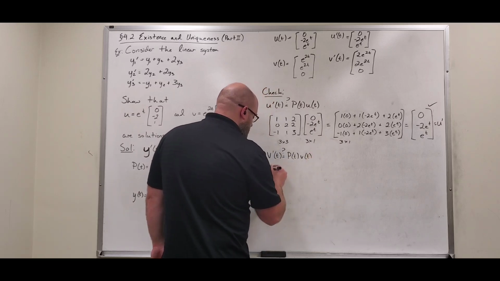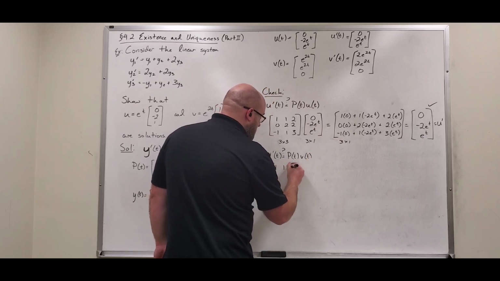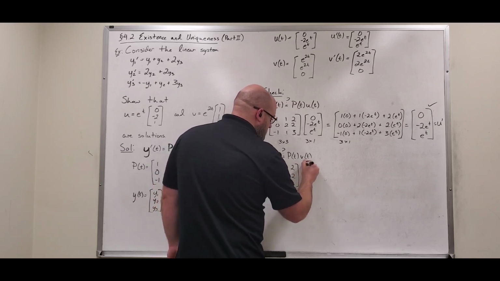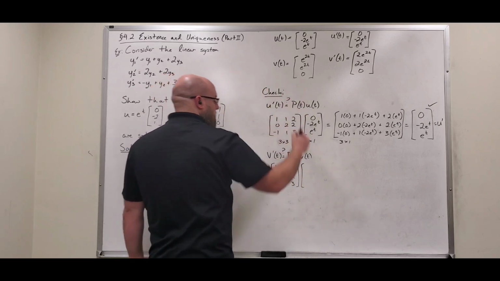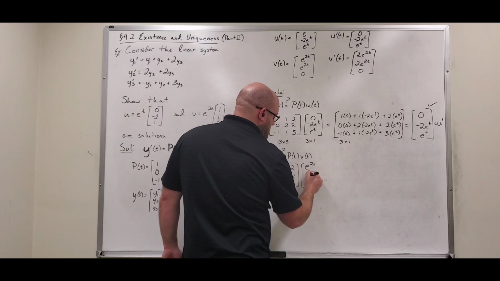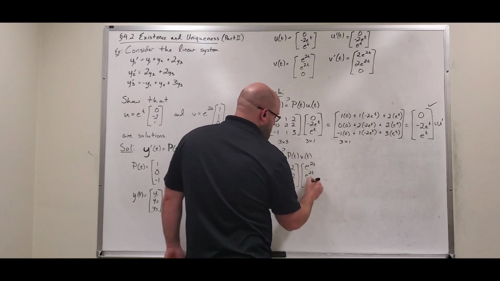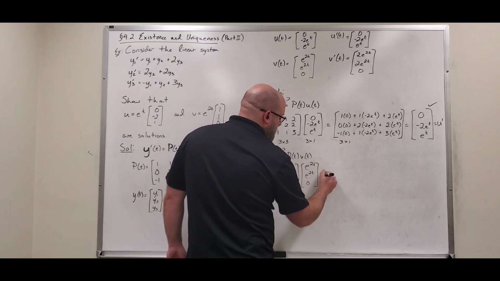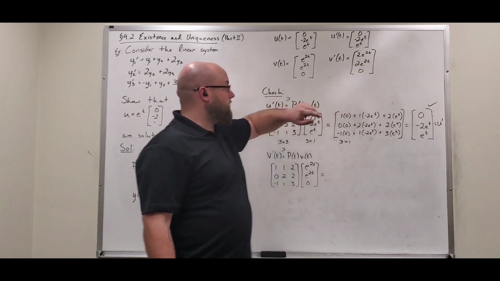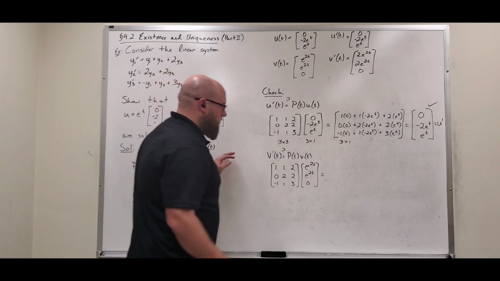Again, I have my matrix 1, 1, 2, 0, 2, 2, negative 1, 1, 3. And we're going to multiply it by this column here of e to the 2t, e to the 2t, and 0. And what I want out of it is to eventually get 2e to the 2t, 2e to the 2t, and 0.